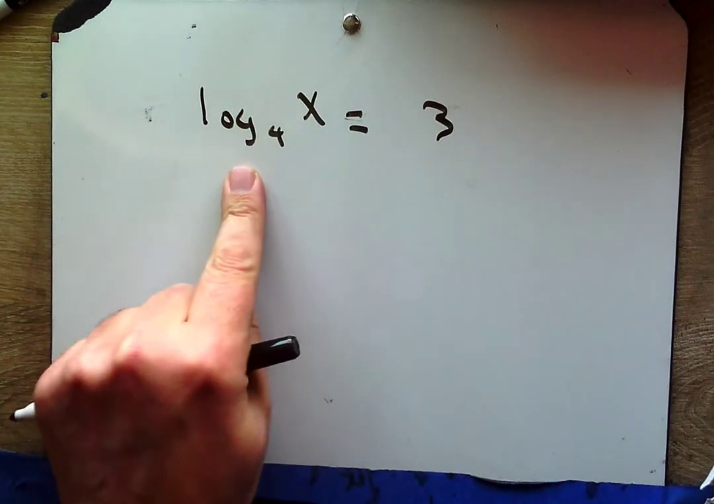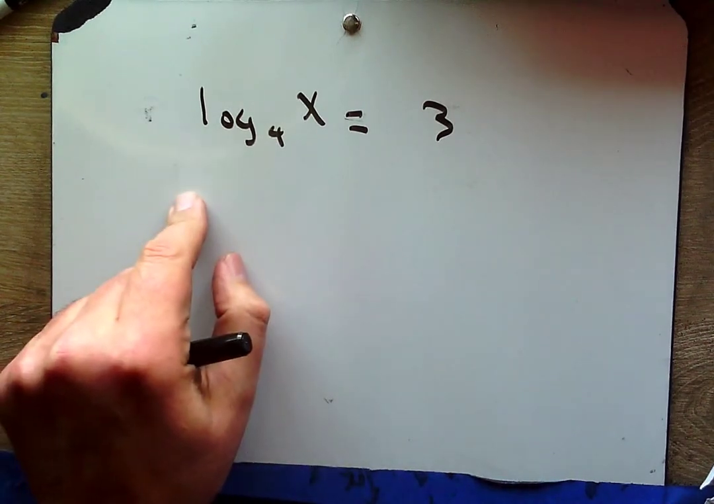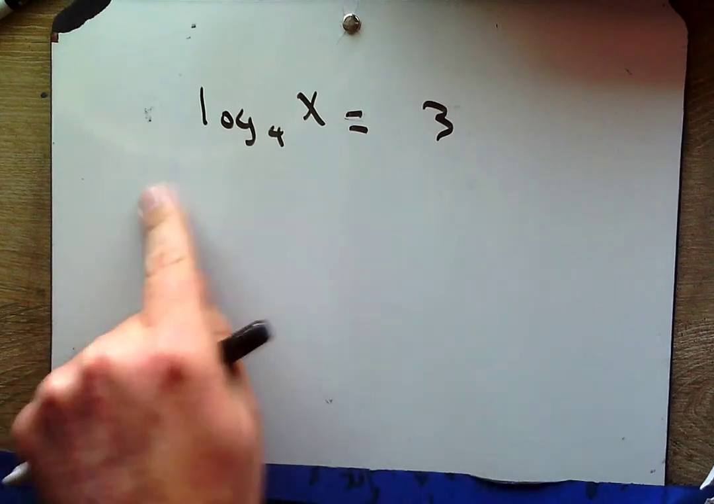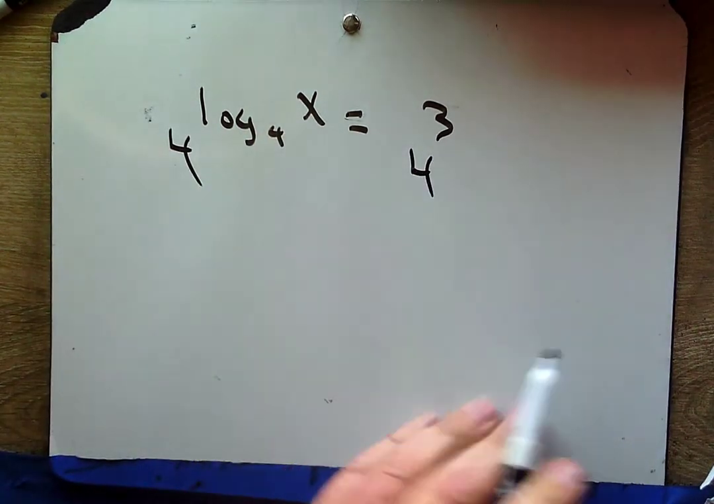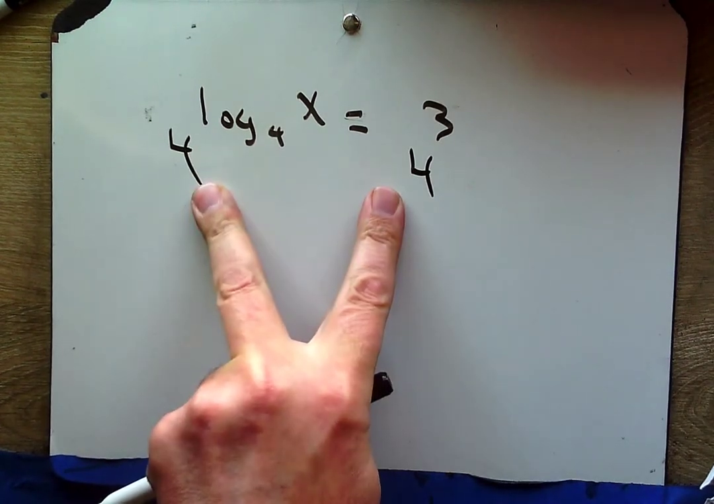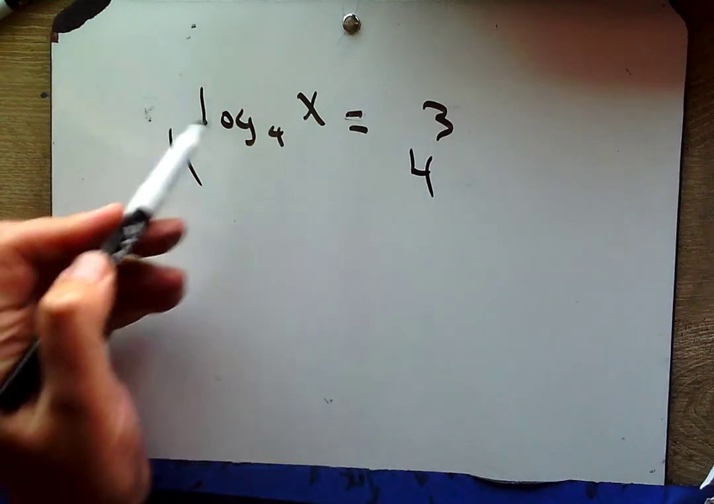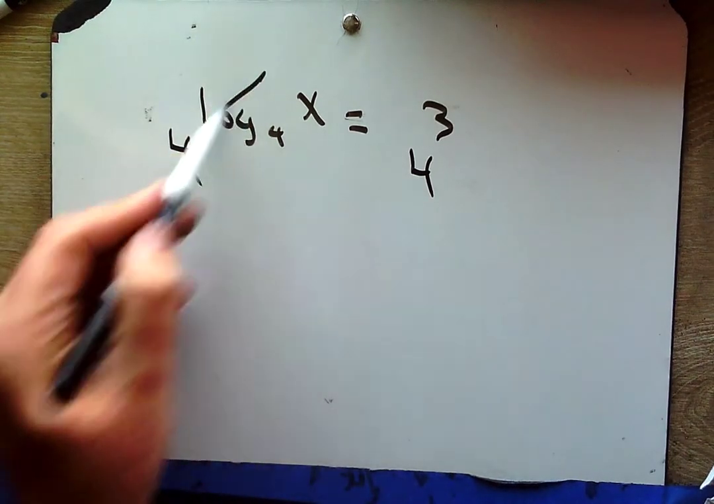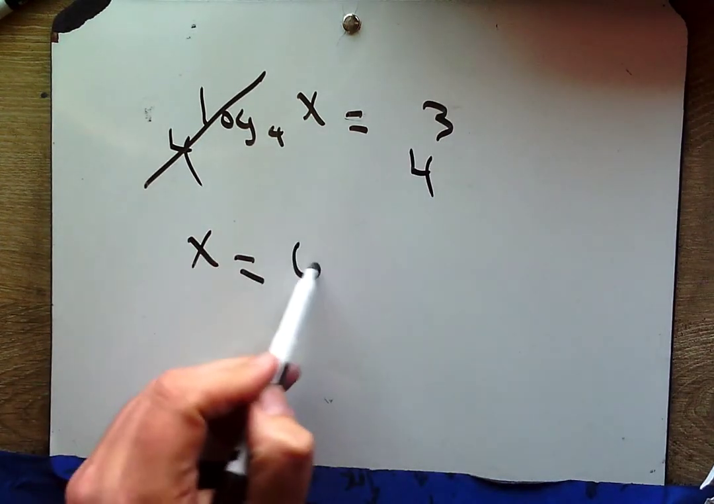How do I get rid of this? I know I get rid of a log by exponentiating. What am I going to exponentiate both sides with? That base, 4. I need to exponentiate with 4 on both sides. Over here, 4 to the power of log base 4, those cancel. Over here, 4 to the 3rd, that's 64.